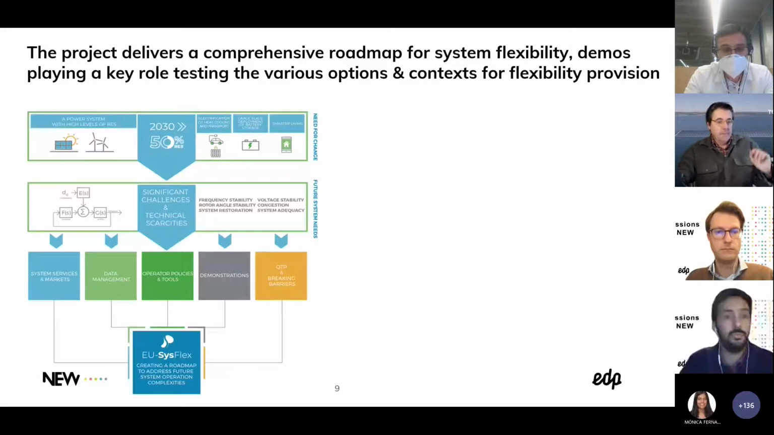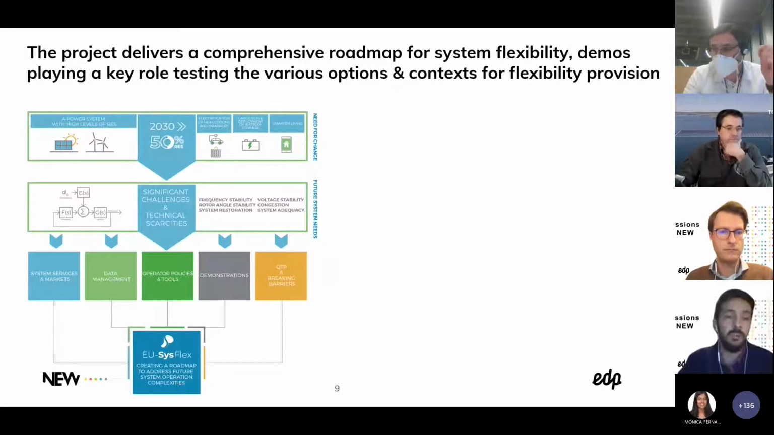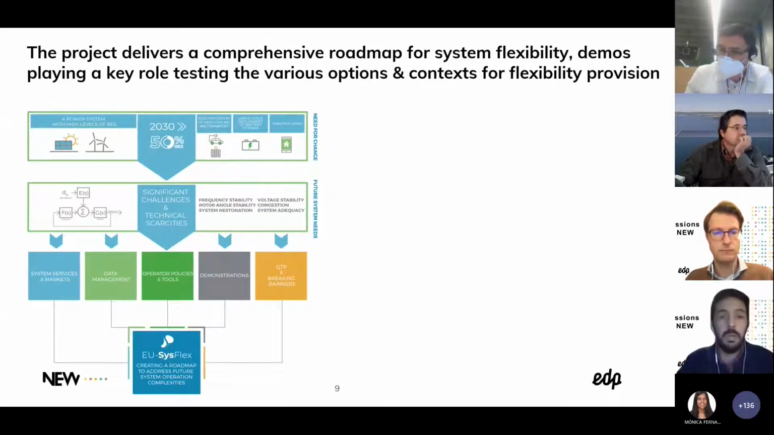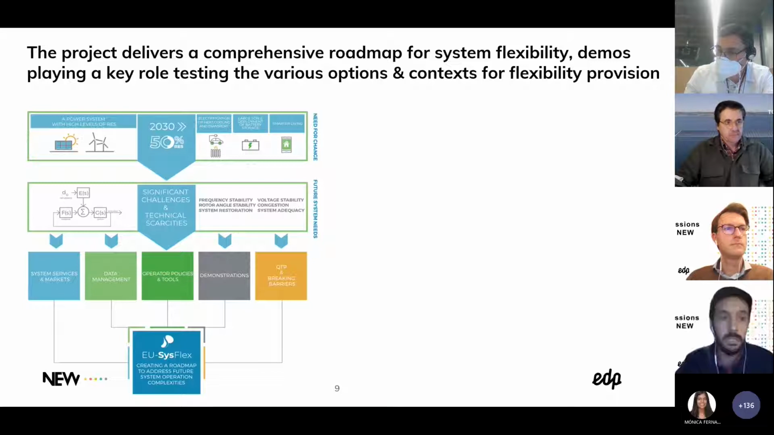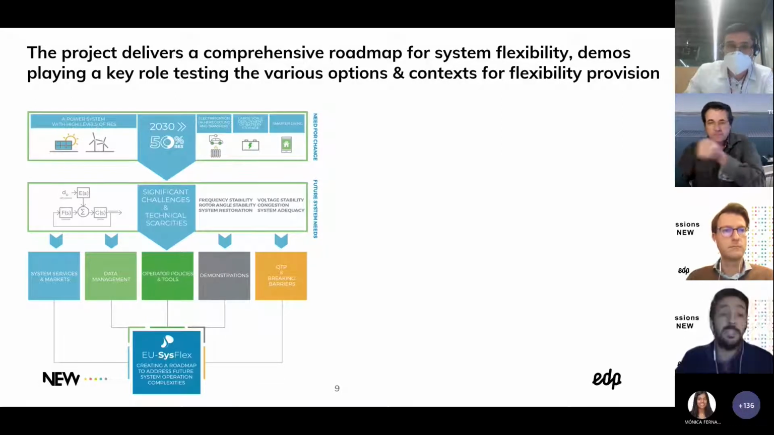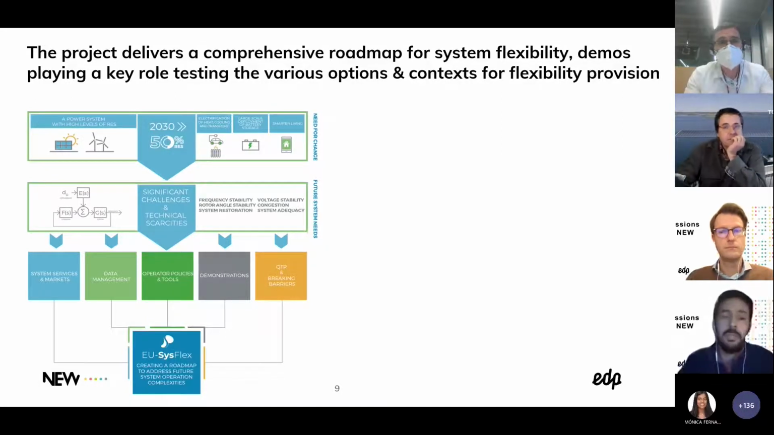First, understanding that there's a need for change if we are to reach, in a very reliable and robust way, maintaining the reliability and robustness of the system, targets of above 50% of renewables. Understanding that the system is changing, there's a need for us to change with the system, and there are scarcities that are coming along.